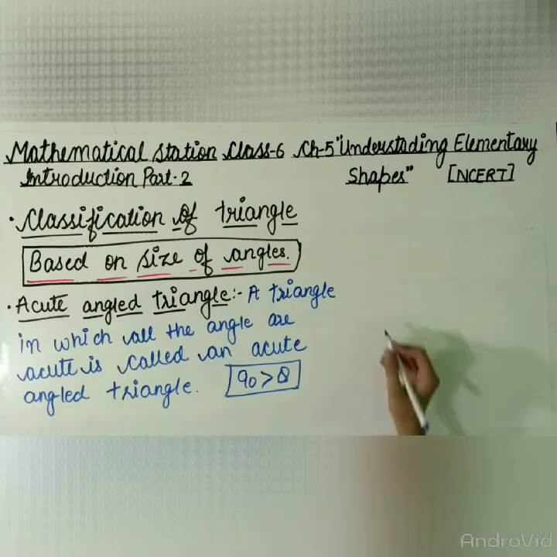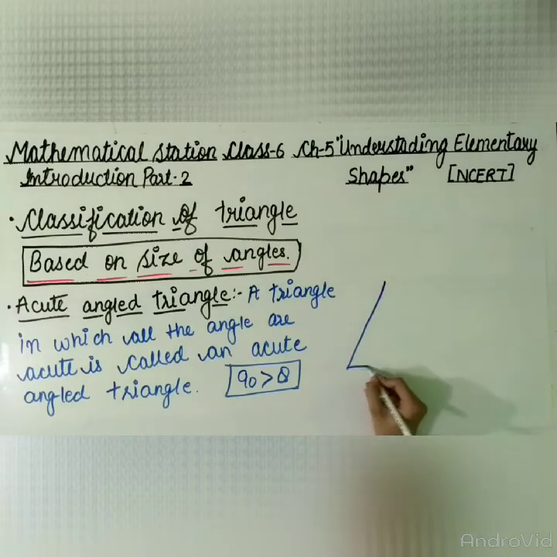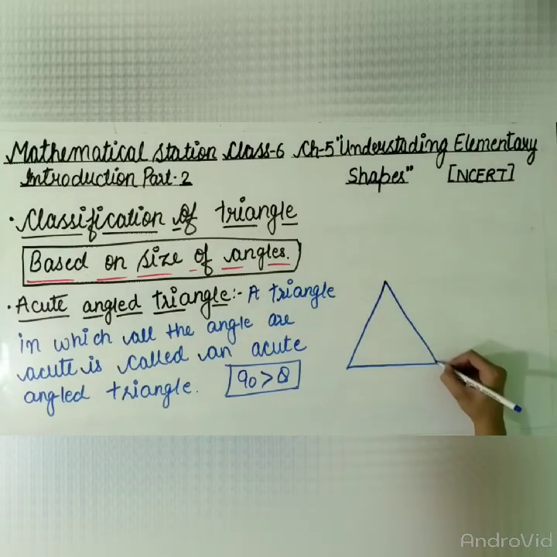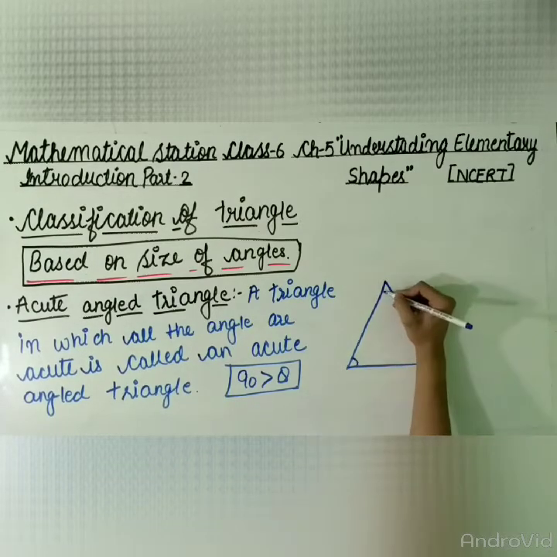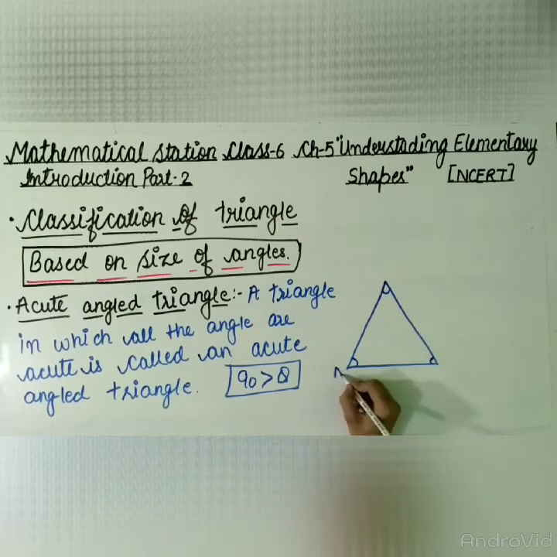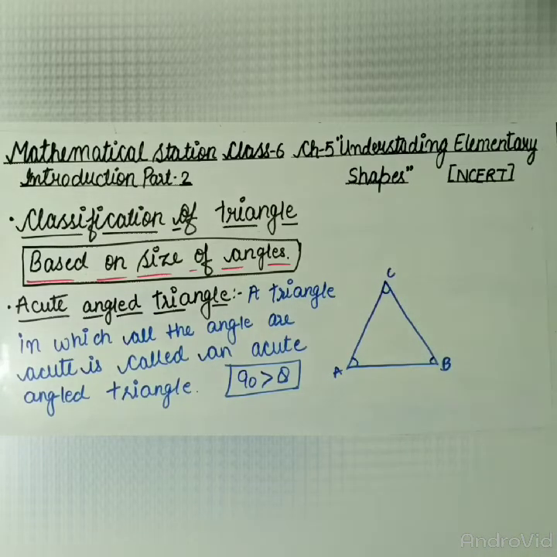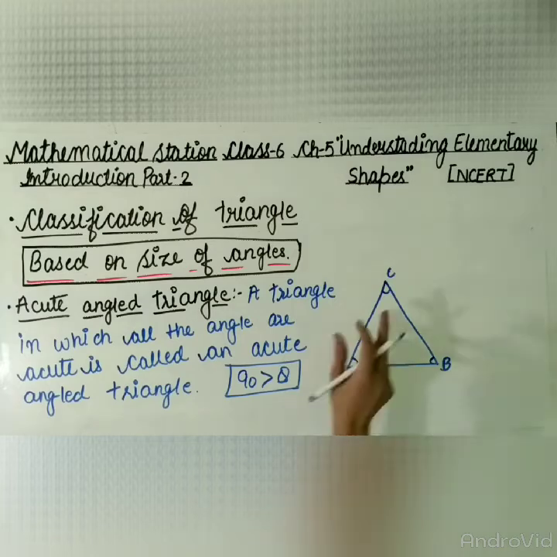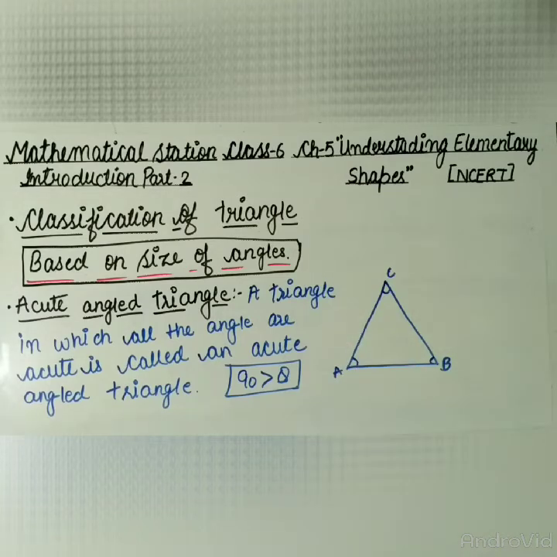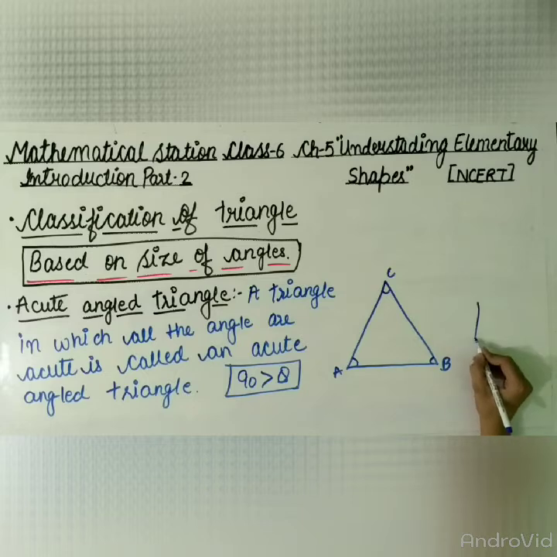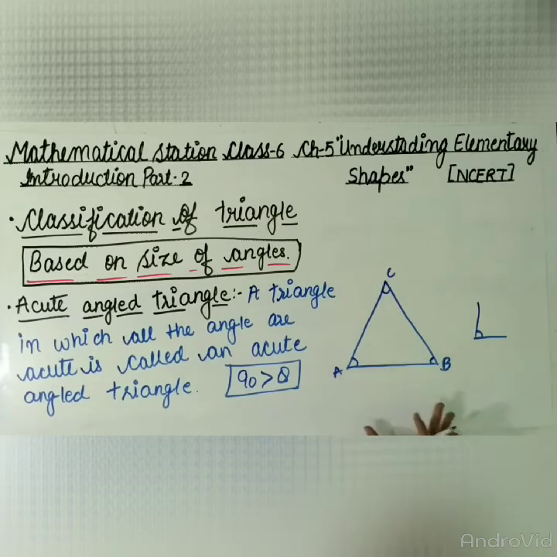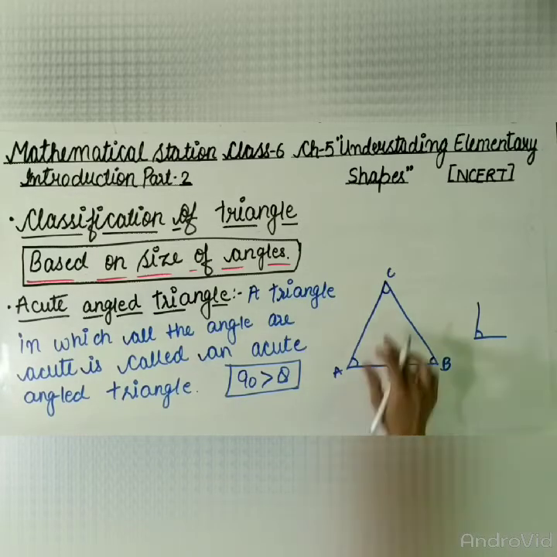For example, this is a triangle and all its three angles are less than 90 degrees and are acute angles. Here we can clearly see that the angles are acute. So this is our first part under the criteria based on size of angles. All three angles are acute here.